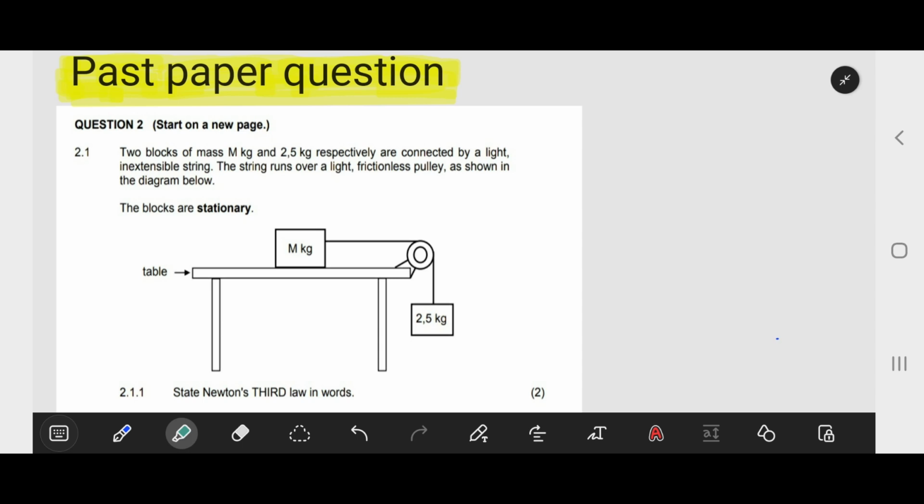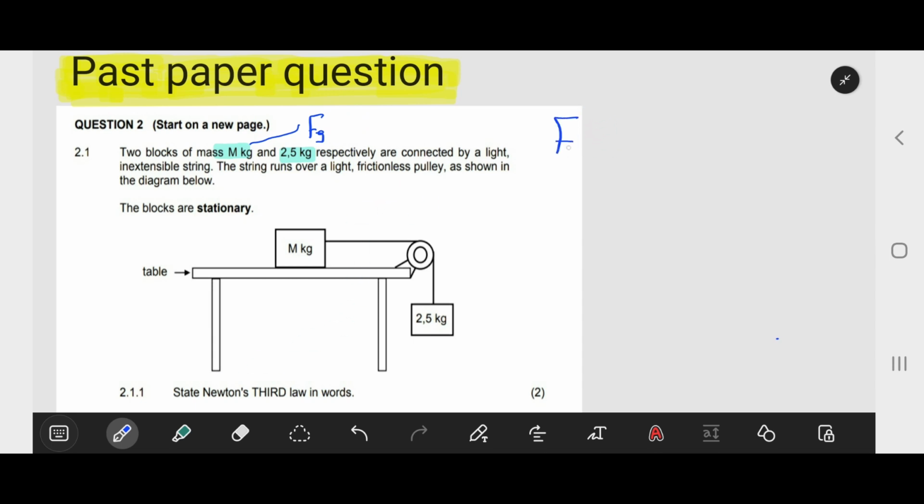the two blocks of mass m and 2.5 kg. Okay, so we have a block of mass m, and with this mass m we can calculate the gravitational force. And we also have a mass of 2.5 kg. We can also calculate the gravitational force for the 2.5 kg.